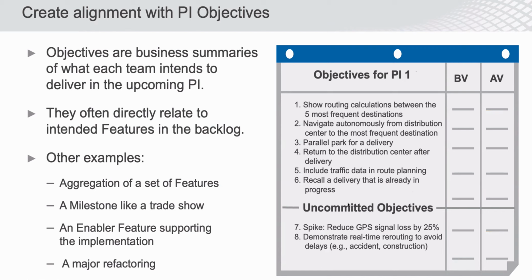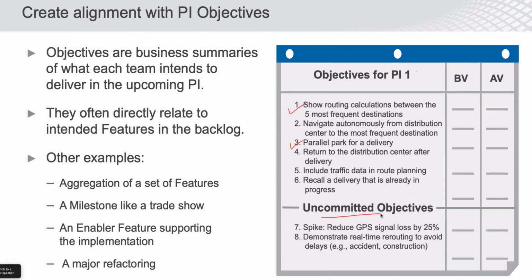PI. You want to think about PI objectives as the link between your top-down vision and bottom-up planning. Vision is shared top-down, planning is done bottom-up. PI objectives are what connects these two. Now, if you look at these, show routing calculations between the 5 most frequent destinations, being able to parallel park for a delivery. So this is about self-driving vehicles that are delivering packages. They're written in plain English so that everybody else, your stakeholders, can understand them. Everybody see that? Yeah. Okay.